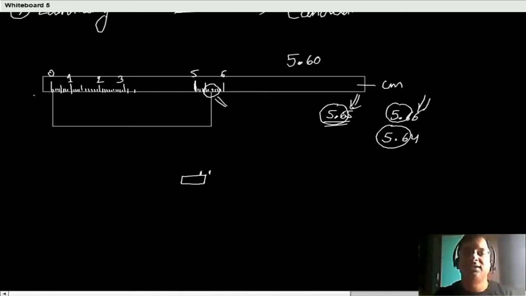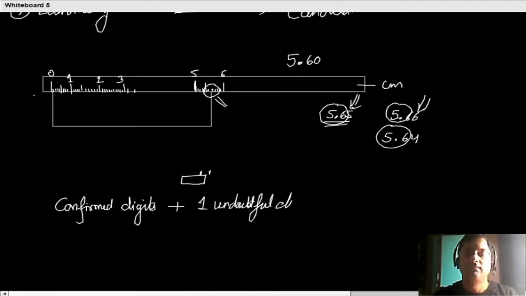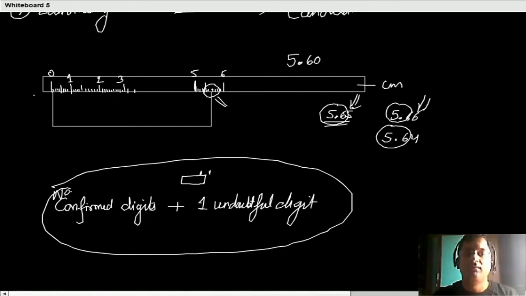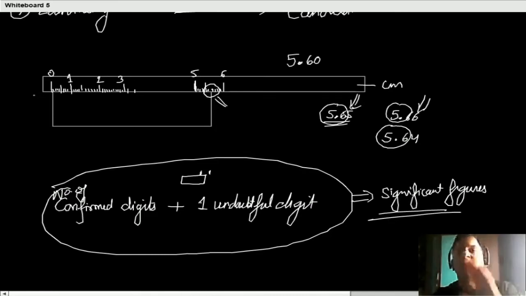Now, what significant figures say is: whatever are the confirmed digits, plus one doubtful digit. This is called significant figures. In this case, if I ask you how many significant figures are there, you will say the answer is 3. Any doubts, Soumya? No.